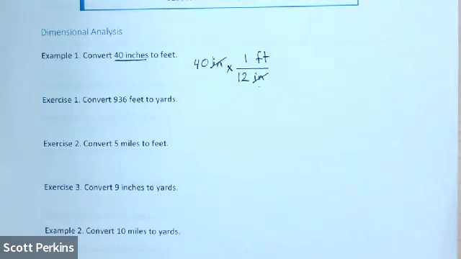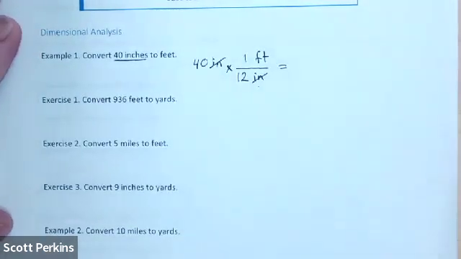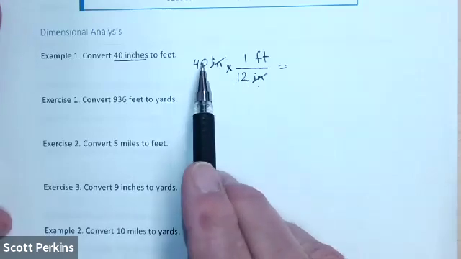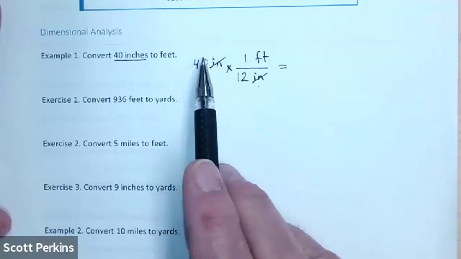They're gone. And now what's the only unit that I'm left with? Feet. Yes. So my result is going to be feet. And then the nice thing is, since the 12 is down here in the bottom, what am I going to do with the 40 and the 12 in order to get how many feet?